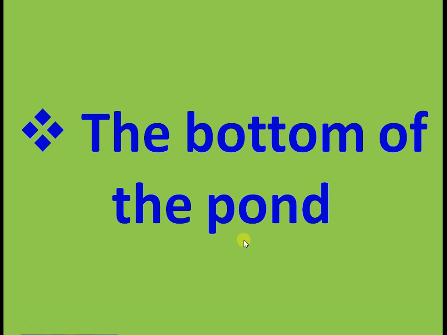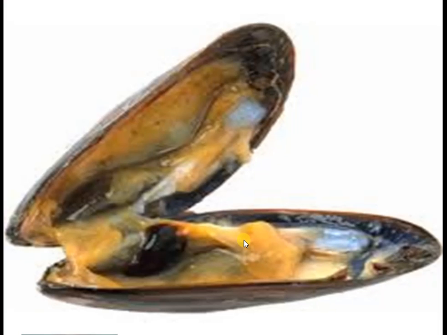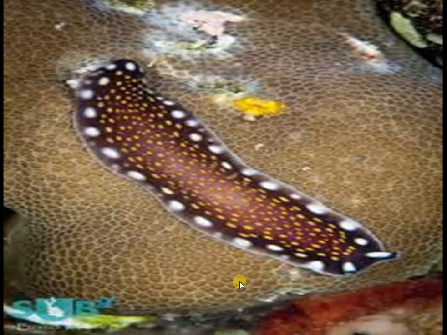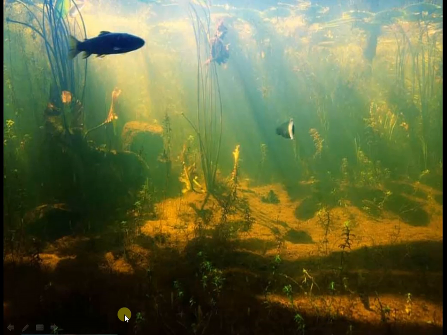The bottom of the pond has plants like hydrilla and animals like mussels, flatworms and some maggots, larvae of some insects like fly. Light is minimum here, but food in the form of dead and decaying matter is in plenty.